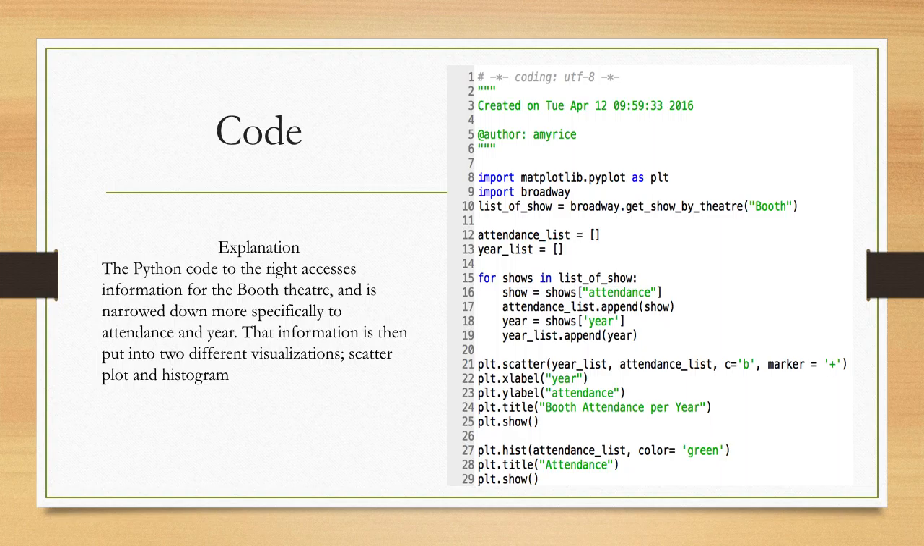Lines 15 through 18 fill the lists with the numbers that I want. Once I had these numbers, I was ready to create a graph, and I decided to graph in both a scatter plot and a histogram.